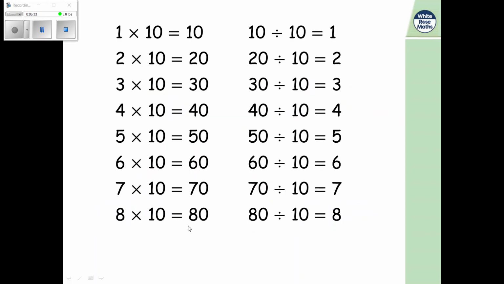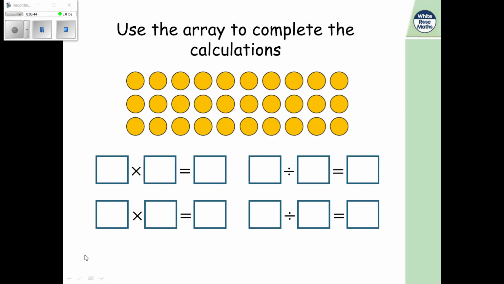It would have been 9 times 10 equals 90. 90 divided by 10 equals 9. And lastly, 10 times 10 is 100. 100 divided by 10 equals 10. Well done if you got them as well.